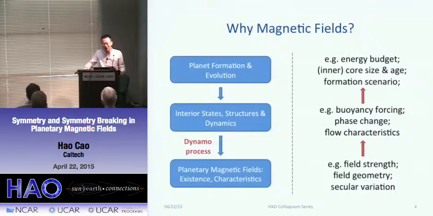And for Earth, from seismology, we know Earth has a solid inner core, but we actually don't know the age of the solid inner core. The current estimate goes all the way from 500 million years to 3 billion years. We know the order of magnitude. And for a giant planet, it's very hard.